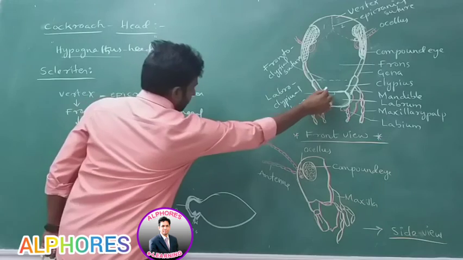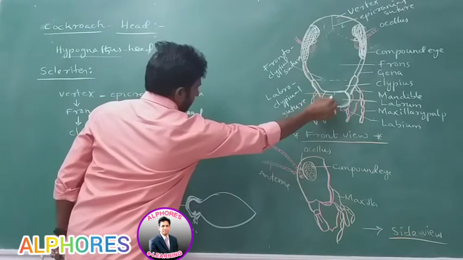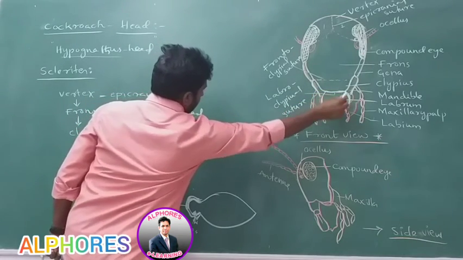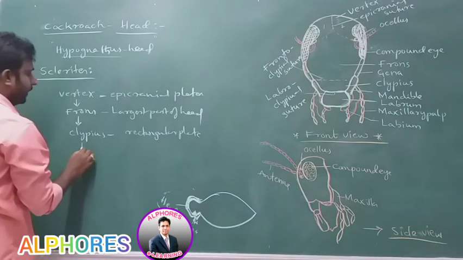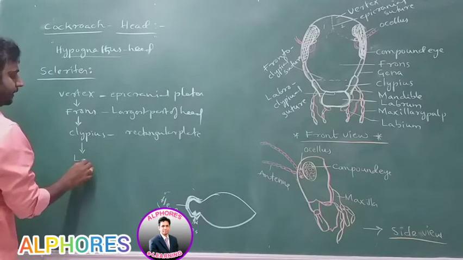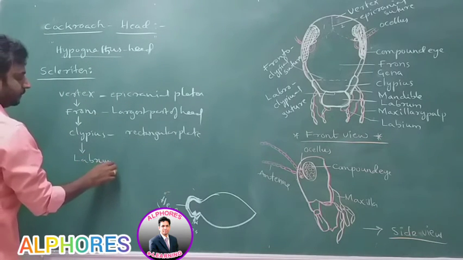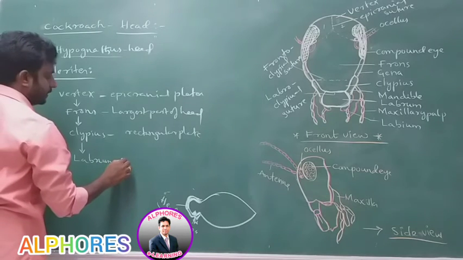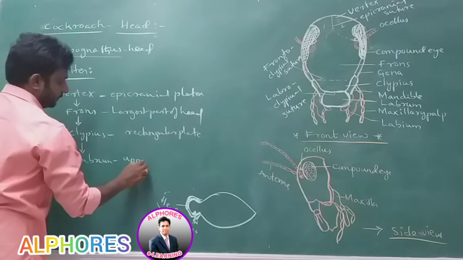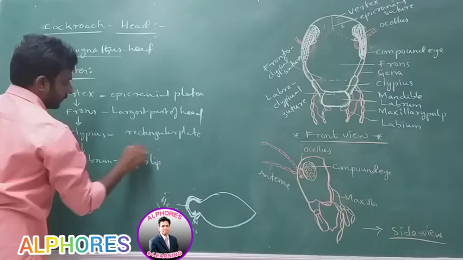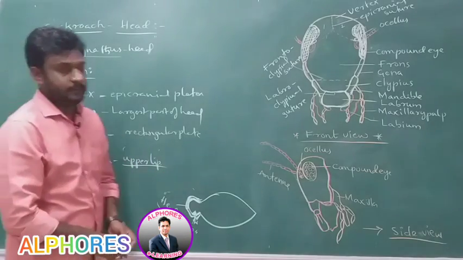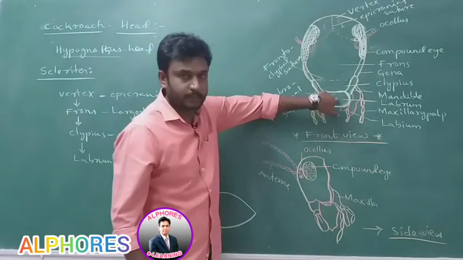Then one segment is movably attached to the clypeus, which is called labrum. Below the clypeus there is labrum. Labrum is also called upper lip.